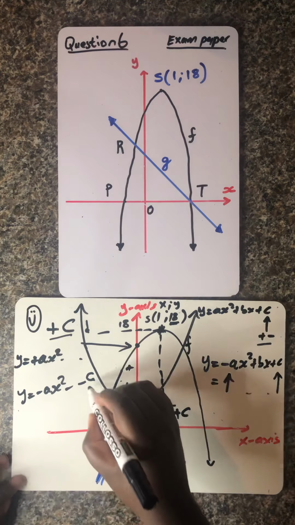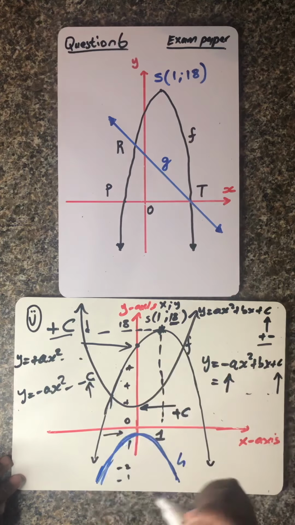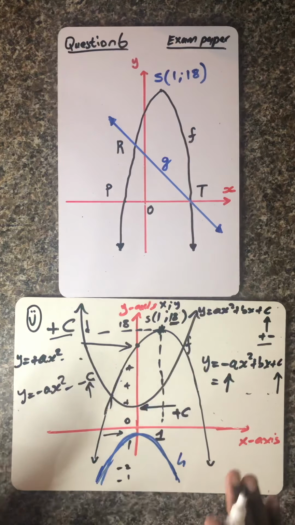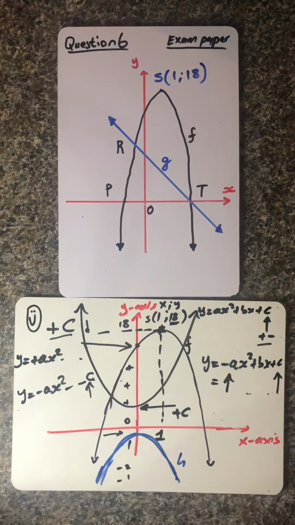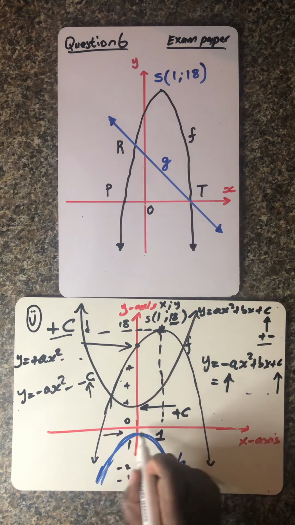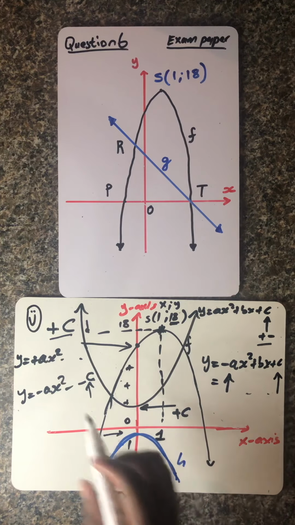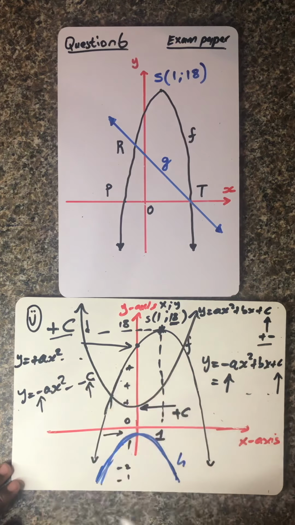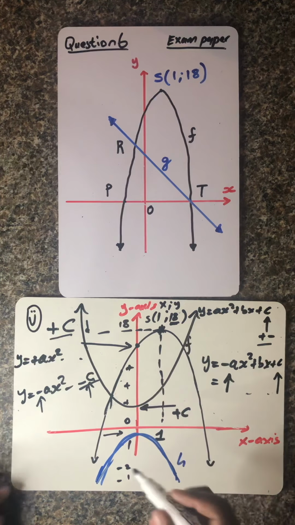Remember that c could be -1, could be -2, whatever it is. What matters the most is that if a question comes and says find the equation of that graph of h, you know your a should be a negative value and your c should be a negative value. Very, very important, ladies and gentlemen.